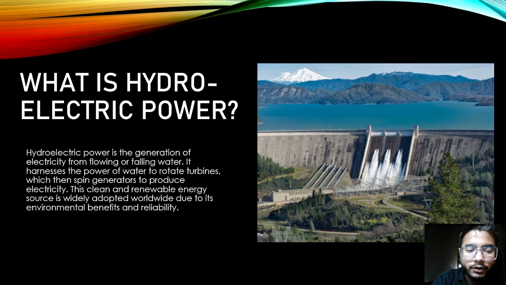Hydroelectric power is the generation of electricity from flowing or falling water. It harnesses the power of water to rotate turbines, which then spin generators to produce electricity. This is a clean and renewable energy source which is widely adopted worldwide due to its environmental benefits and reliability.